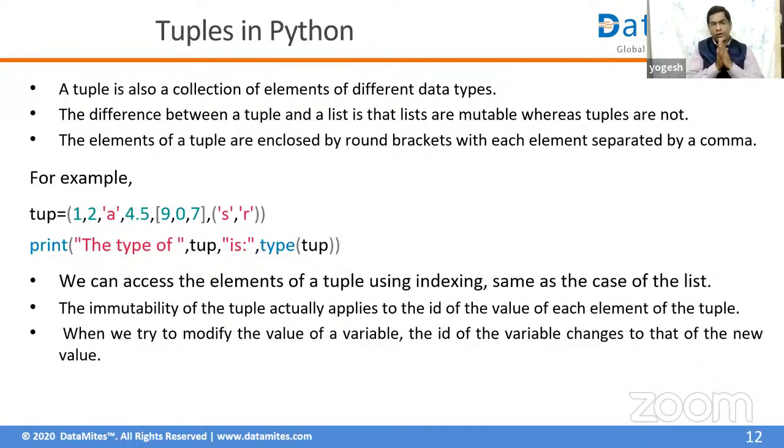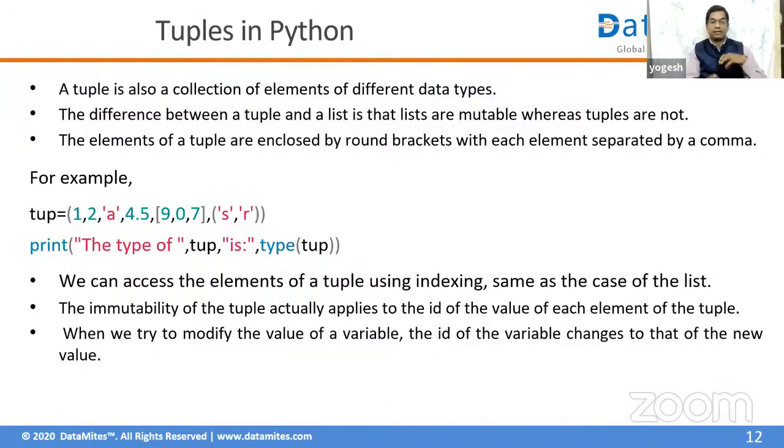A tuple is also something like a list, okay? Whereas lists are mutable and tuples are immutable. Why? Because each element here is identified by ID. So the ID of the value of each element of the tuple.